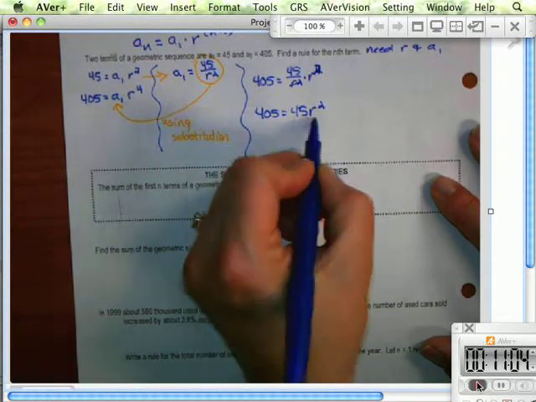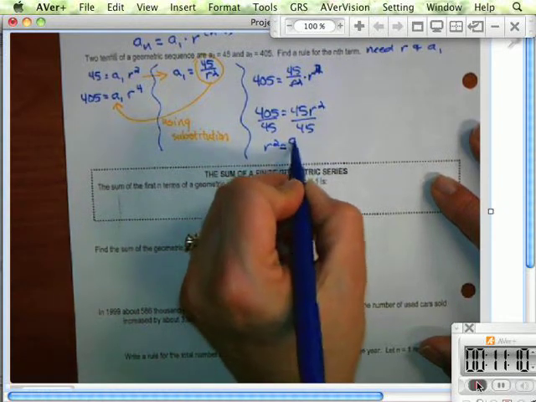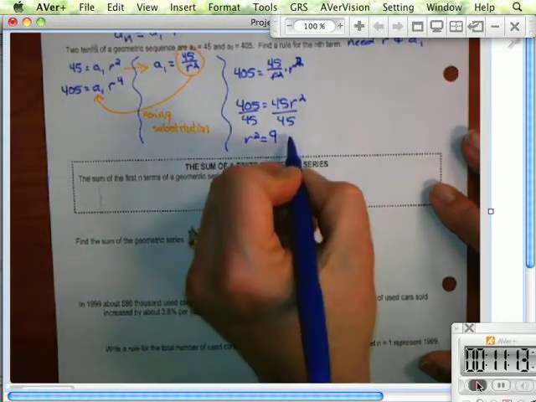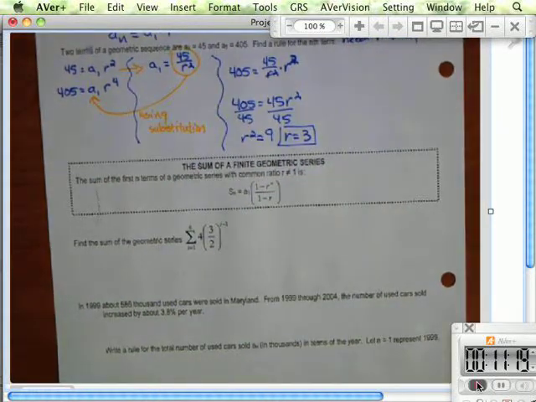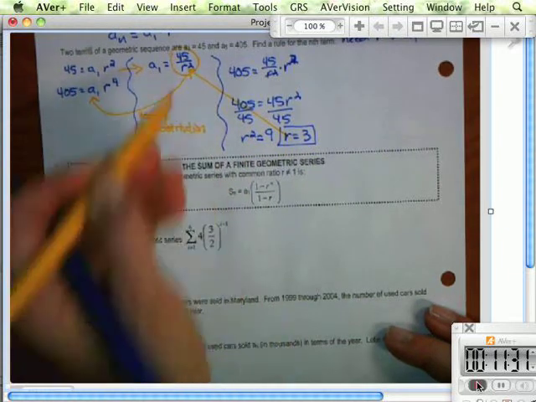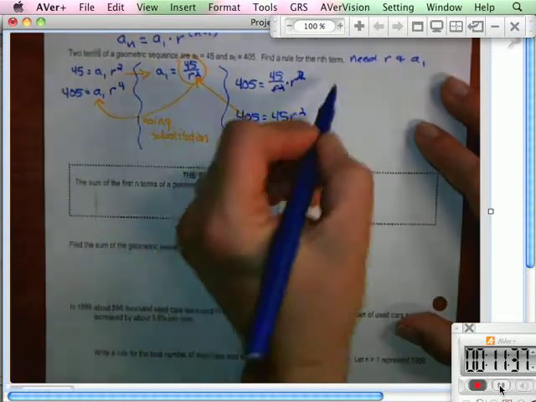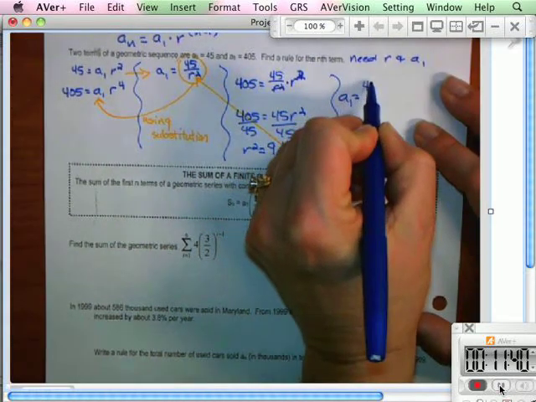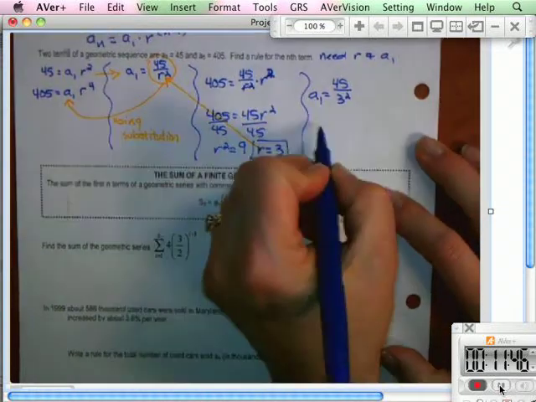And divide both sides by 45. R squared equals 9. And r, let's just use positive. Yes, it is plus or minus, but r equals 3. How does that help me? Plug it in where? Right over here is where I would probably put it. So you don't have to wait for me. Did anybody do it? A of 1 equals 45 over 3 squared. What are you going to get for A1? A1 equals 5.